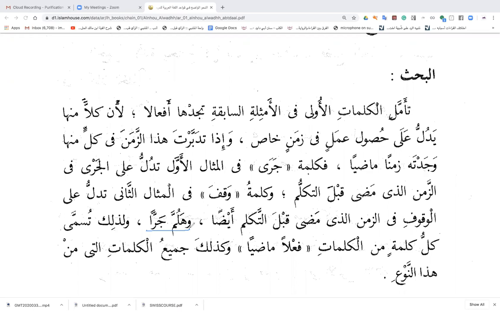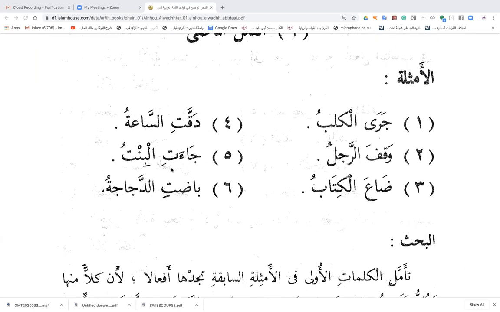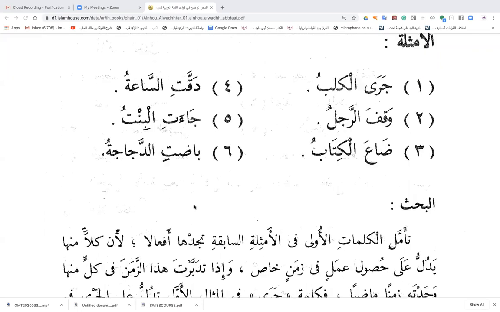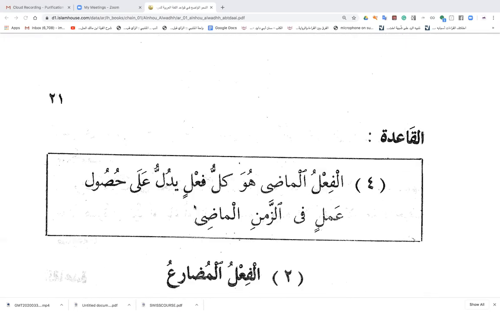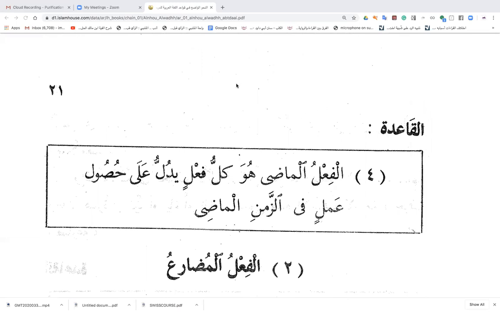Like وهكذا. وهلم جرى. ولذلك تسمى كل كلمات من الكلمات فعلا ماضيا, because all of those words signify something that happened before you talked about it, then they are all called فعل ماضي. وكذلك جميع الكلمات التي من هذا النوع. And every single one of those verbs that he mentioned above fall under that same designation of being past tense verbs. Okay?